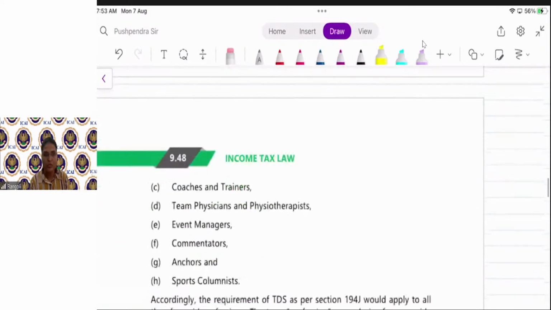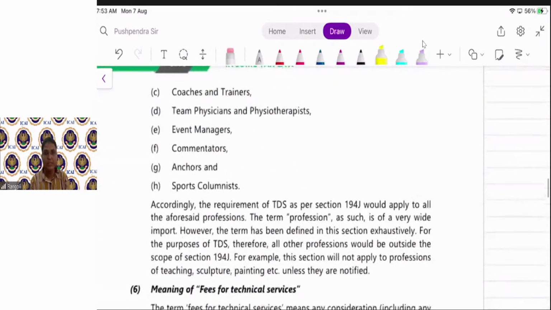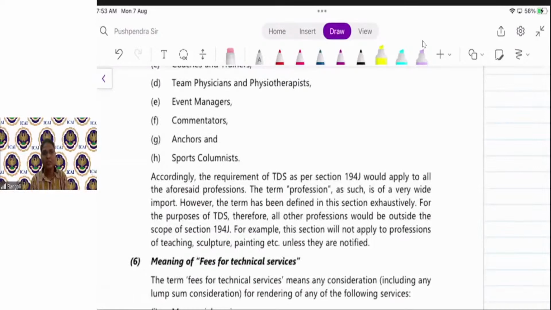Umpire, referee, coach, trainer, team physician, physiotherapist, event manager, commentator, anchor, sports columnist. So on those services, they are notified for section 194J and TDS is required to be deducted. For other services like teaching, teaching is not prescribed under the specified professional services under section 194J. So TDS is not required to be deducted on that service.